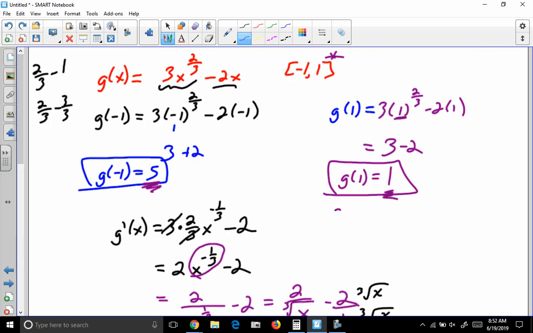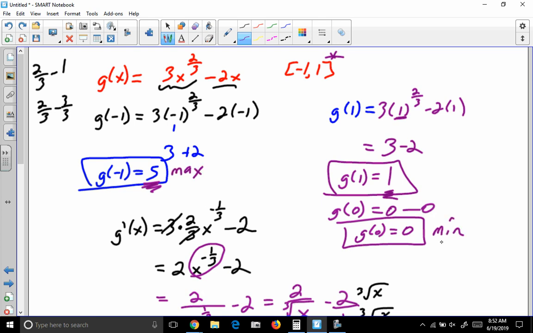So let's find out, well, what is the y value when x is 0? So if we plug a 0 into our function, 0 to any power is 0, times 3 is 0. 2 times 0 is 0. So when x is 0, y is 0. So the y value on the left is 5, the y value on the right is 1, the y value at our internal critical point is 0. So this is the lowest, this is the highest, so our minimum and our maximum.